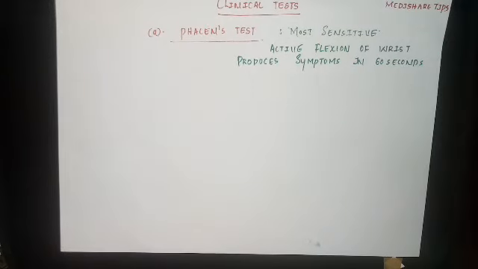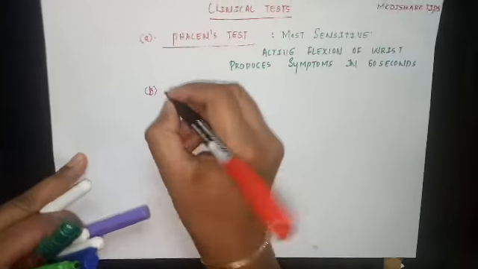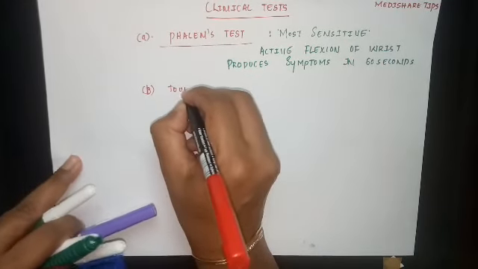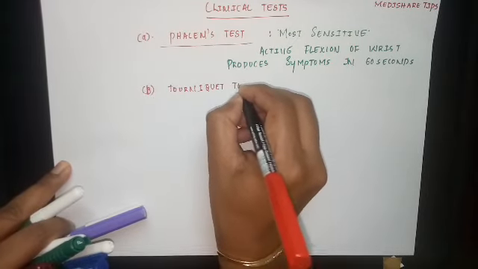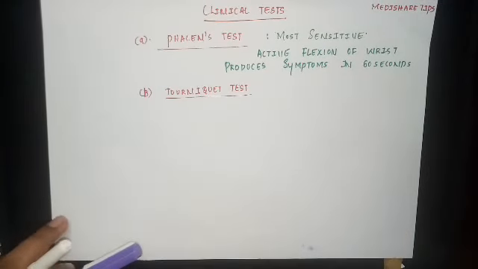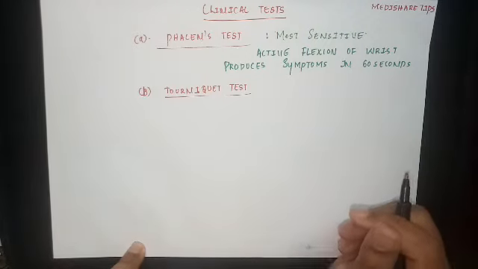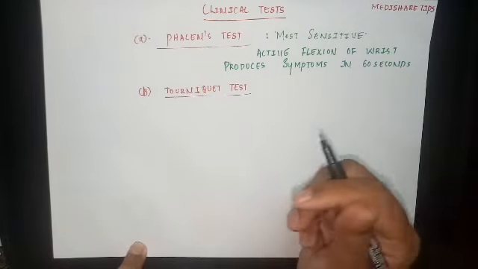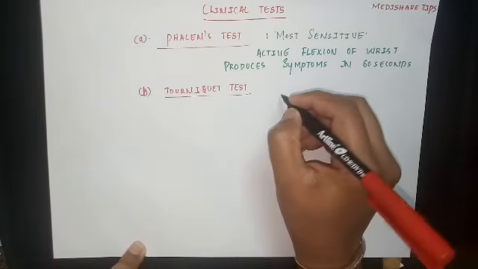And the second test is the tourniquet test. In this case, we tie a pneumatic blood pressure cuff on the arm of the patient above the elbow, and we raise the pressure to above the systolic blood pressure of the patient. And if this produces symptoms in the patient, the test is considered to be positive.